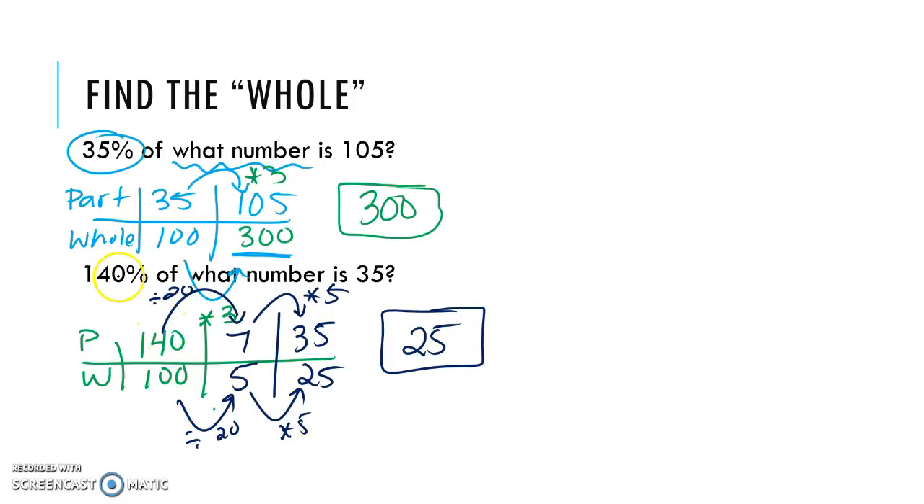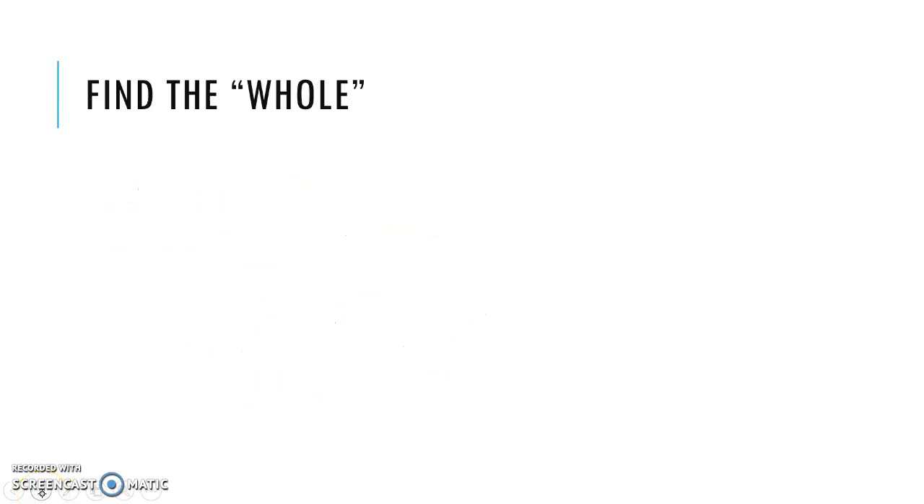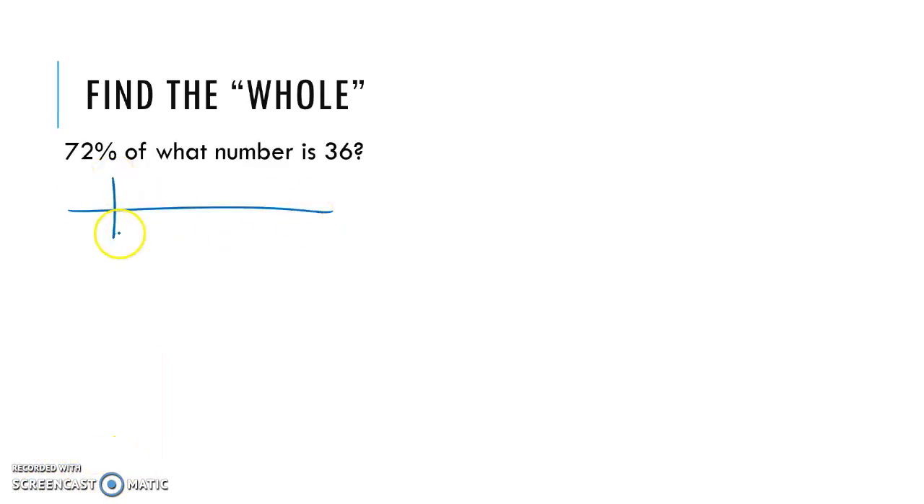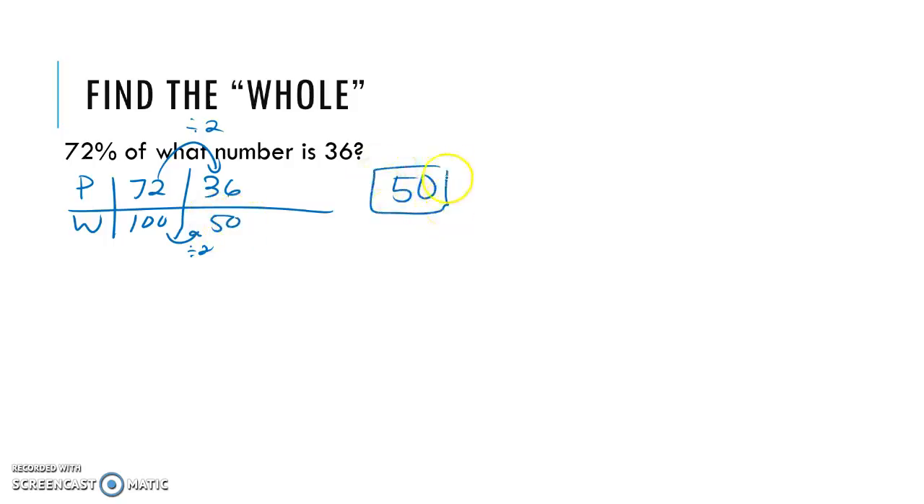So if right away we can't get from our first part, so that percentage, to what we want to get to at the end, then we need to maybe do a middle step of simplifying first and then getting to our last step. So let's do 2 more. We have 72% of what number is 36, so the part and the whole. 72% is 72 over 100. Here, we can get from 72 to 36 in one step. We divide by 2, so we do the same thing here, divide by 2, and we get 50. So our answer here is 50.